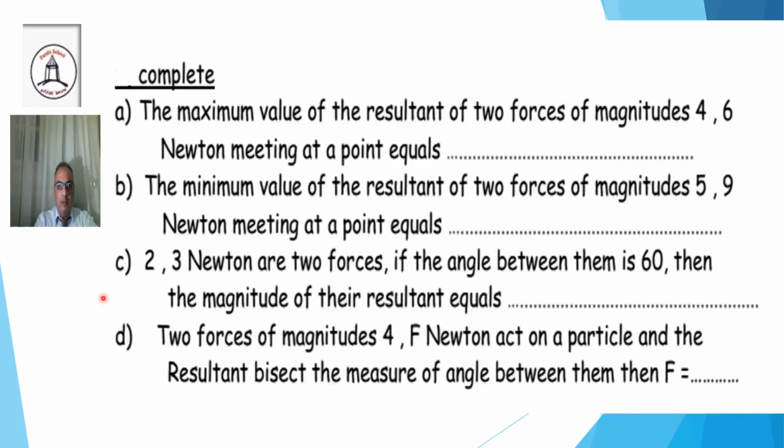Next exercise, very easy, complete. The maximum value of the resultant of two forces of magnitude 4 and 6. Okay, we want the maximum of two forces 4 and 6. The maximum of two forces equals F1 plus F2. So we can say the 4 is F1 and the 6 is F2, and R maximum equals F1 plus F2.